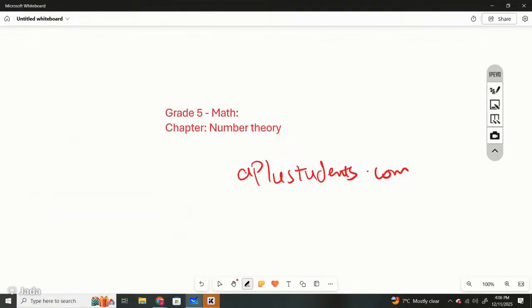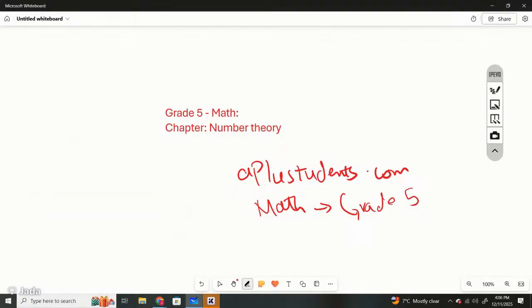Then you have to select math from the subject tab. Scroll down to grade 5 math and then click on view all lessons. There you can find a list of the chapters. We're going to start with chapter number 30.